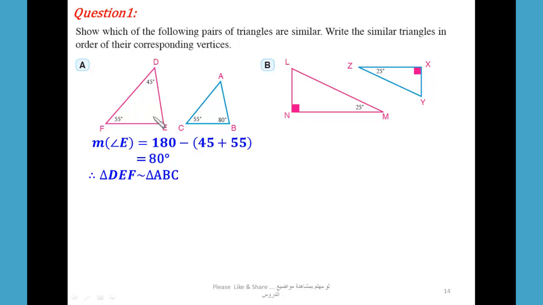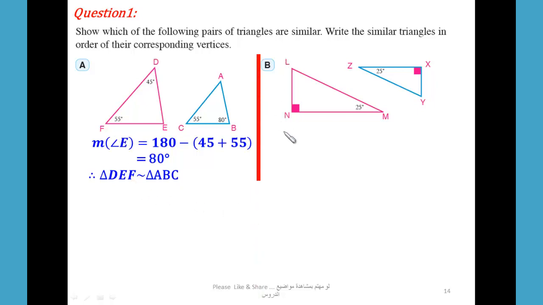So this angle E equals 80 degrees. And then we have the measure of angle B equals the measure of angle E, each equal 80 degrees, and the measure of angle C equals the measure of angle F. So triangle DEF is similar to triangle ABC, and you have to notice that we write it in the same order. DEF is similar to ABC because D is congruent to A, B is congruent to E, and angle C is congruent to angle F.